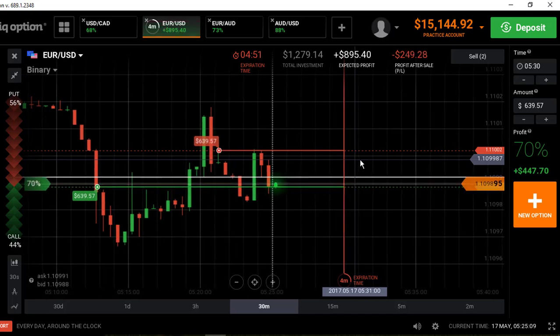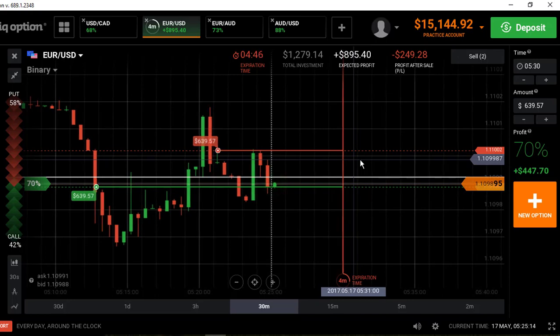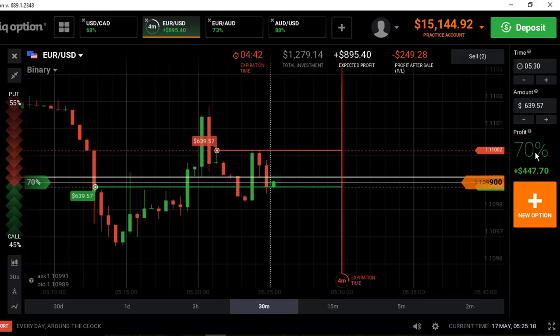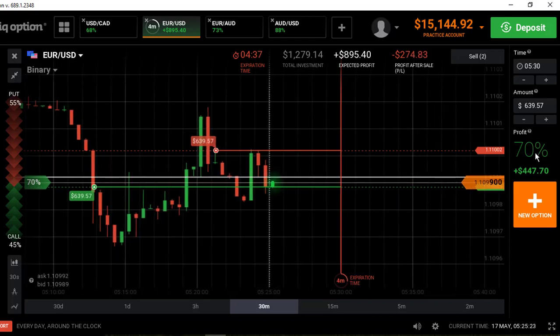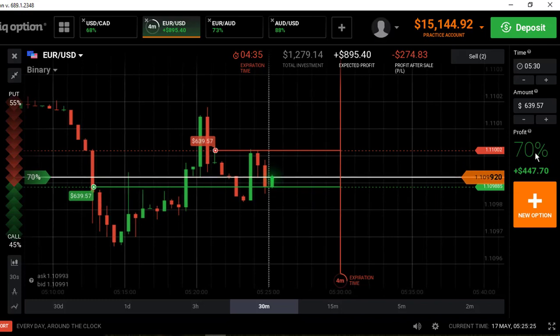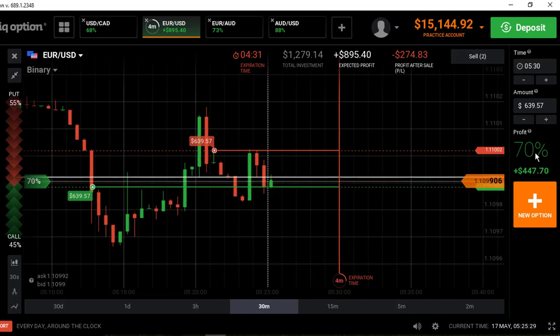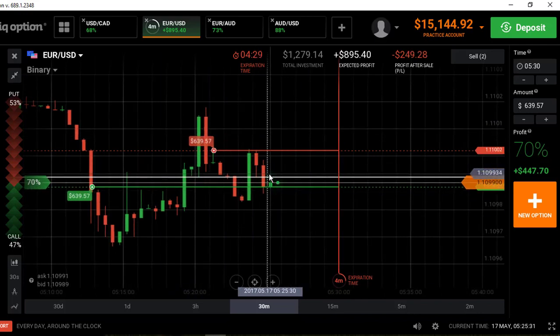It means even if you win only one trade and you lose one other trade, you will still be in profit, because you will lose only 30% of one trade and you will win 70%. So knowing that limiting your loss is also a very important part that can permit you to be profitable in the long run, this is a strategy that you should apply.